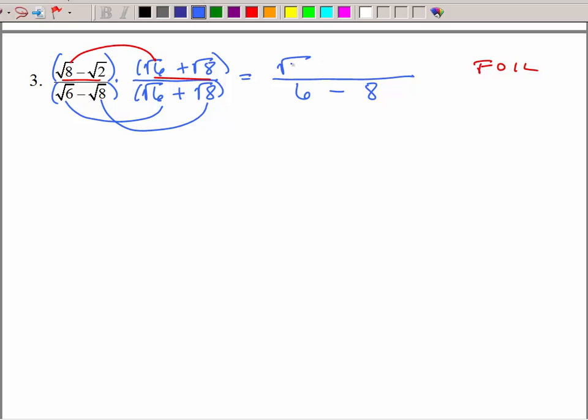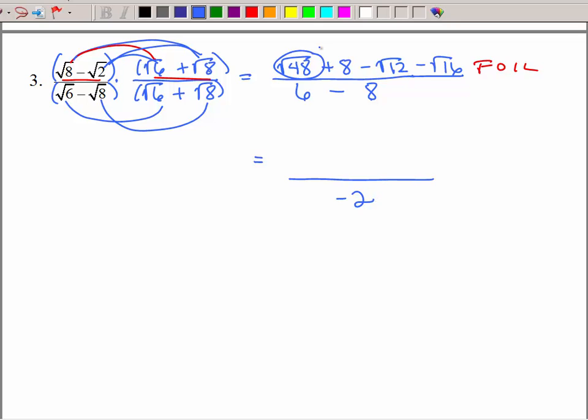So that's going to be the square root of 48. Now that, remember, is just 8. Square root of 8 times the square root of 8 is just 8. Then we have minus the square root of 12 and minus the square root of 16. Okay, I think we have a lot of cleaning up to do. 6 minus 8 is negative 2.